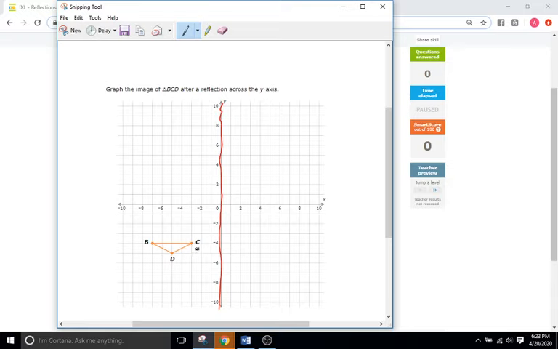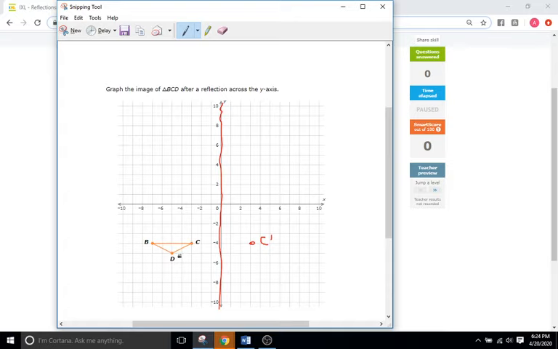So what that means is, for instance, point C right here. Point C is 1, 2, 3 units away from the y-axis. So if we're 3 units away from the y-axis, all we're going to do is count 3 more in the same direction. So 1, 2, 3. And right here is going to be our reflected point C prime. Okay, so we reflected point C over the line of reflection, and now we have C prime over here. So we just reflected 1 point.